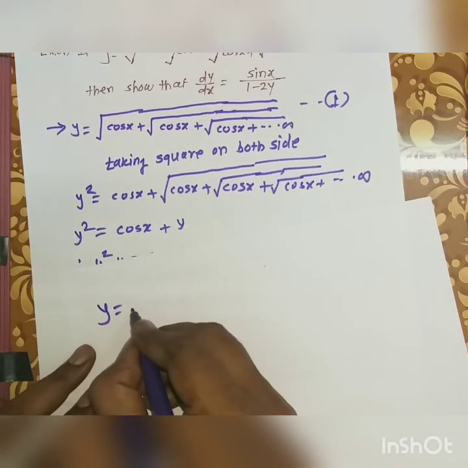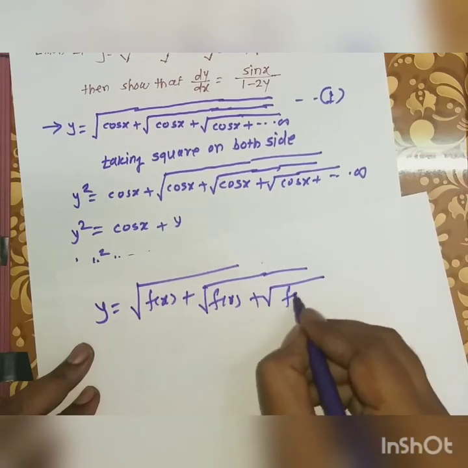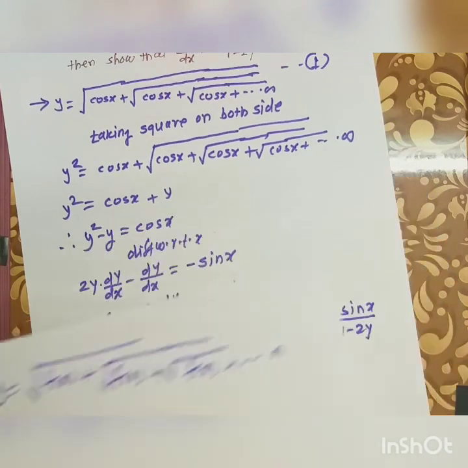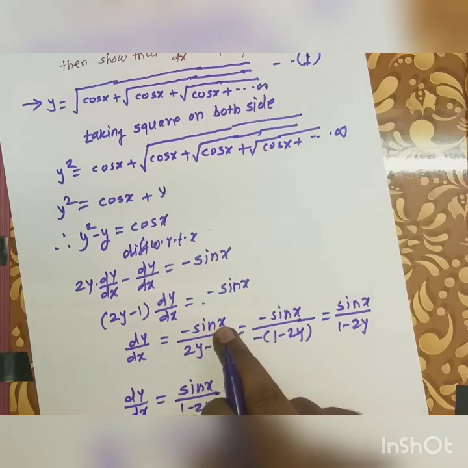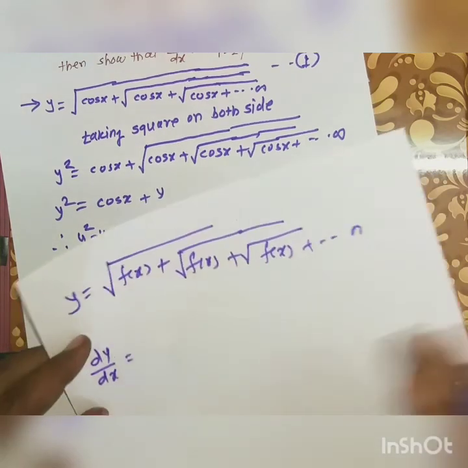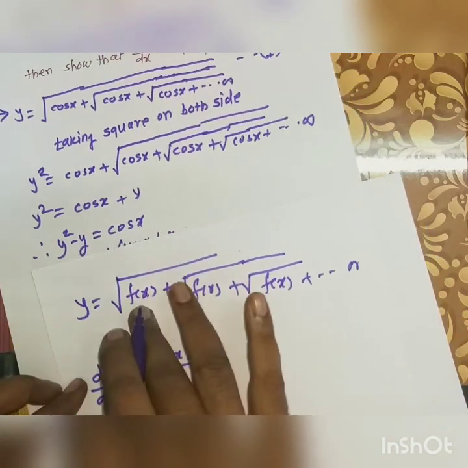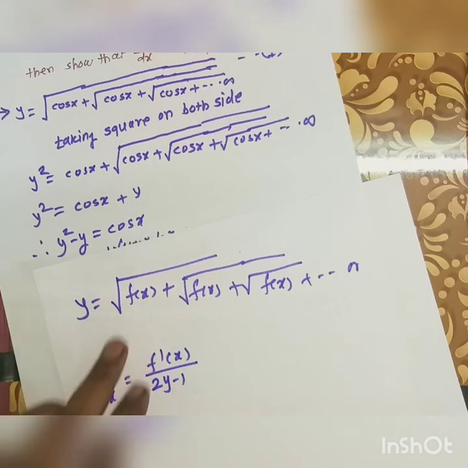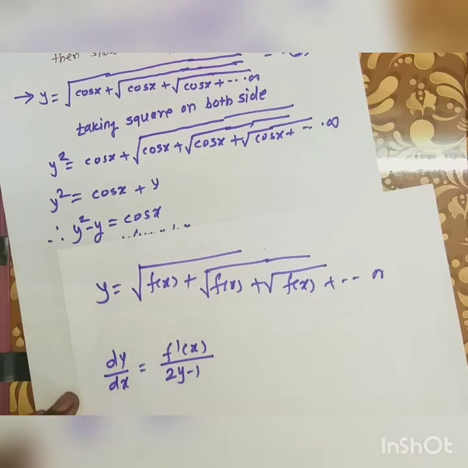For example, y is equal to under root f of x plus under root f of x plus under root f of x plus infinity, then its derivative dy by dx is equal to the derivative of f of x, here cos x, derivative of cos x is minus sin x, so minus sin x divided by 2y minus 1. In each problem, the solution is the same: the derivative of the function is f dash of x divided by 2y minus 1. In place of f of x, suppose we take sin x, then its derivative is cos x divided by 2y minus 1. In place of f of x, if we take log x, then dy by dx is equal to 1 by x divided by 2y minus 1, which is the short key in CET exams. Okay, thanks.